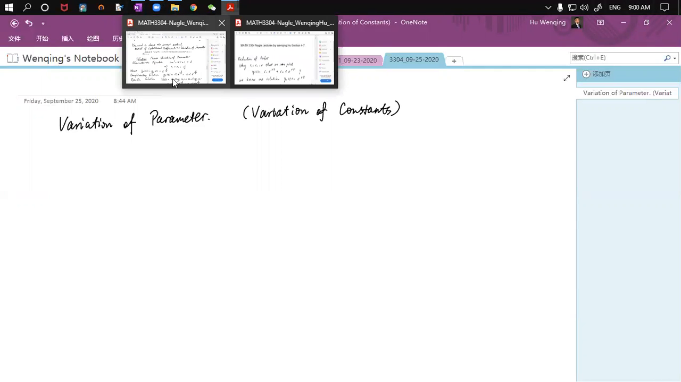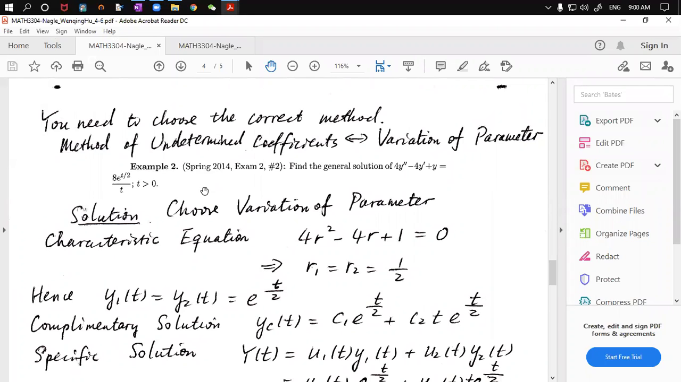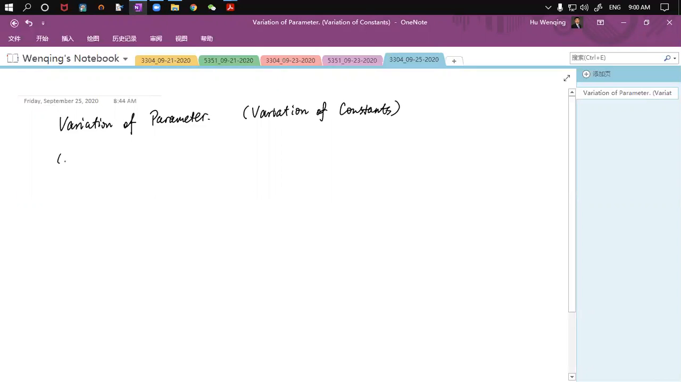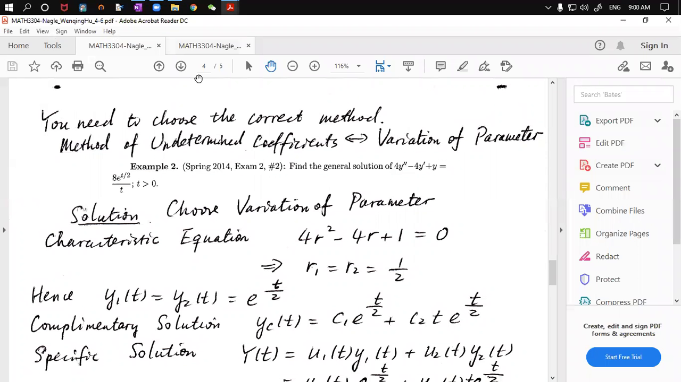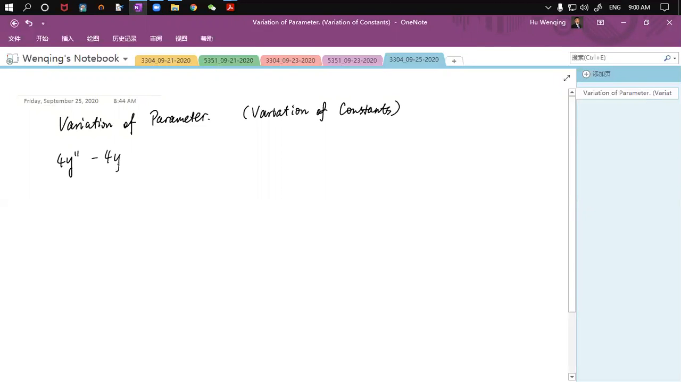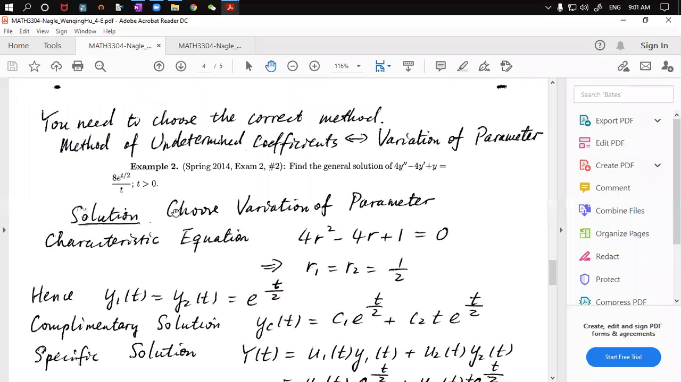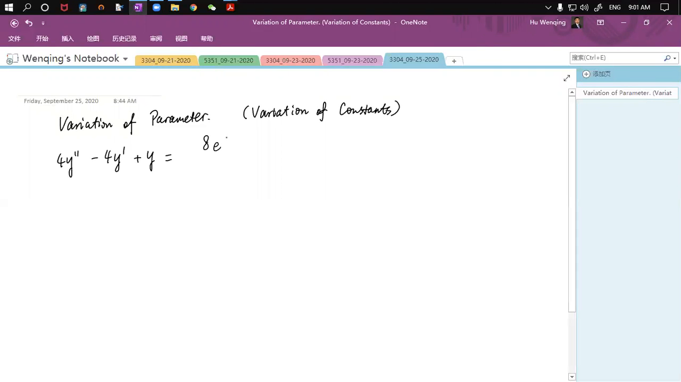This one says, can you find the general solution of the following equation? 4y double prime minus 4y prime plus y is equal to 8 times e to the power t over 2, over t, where t is positive. So that's the equation.